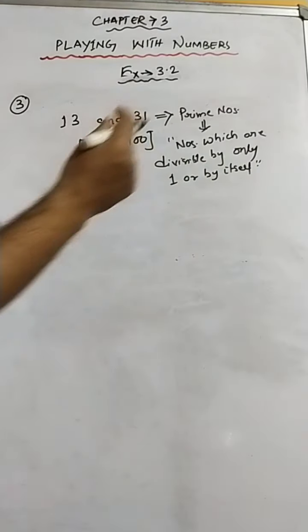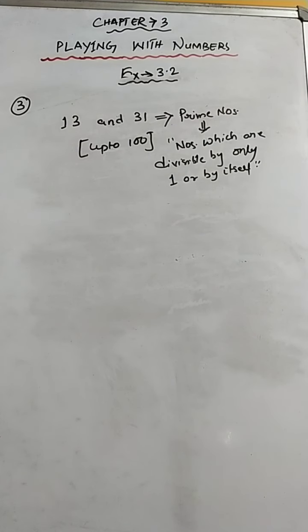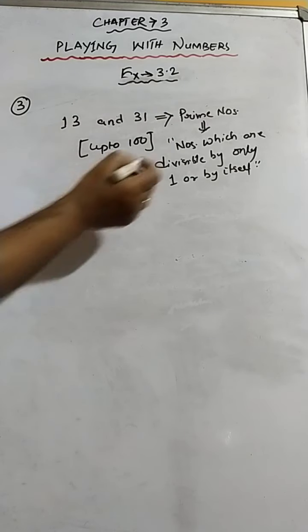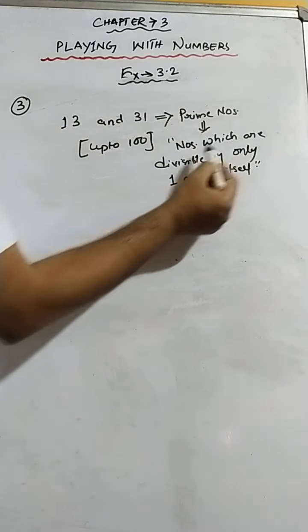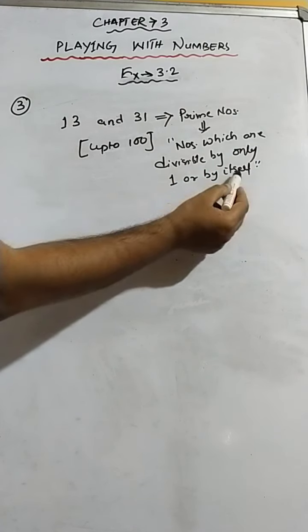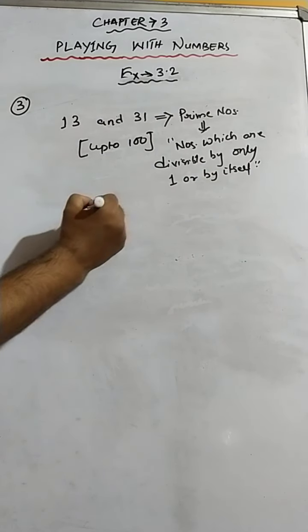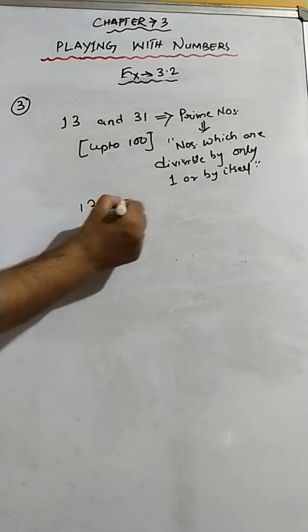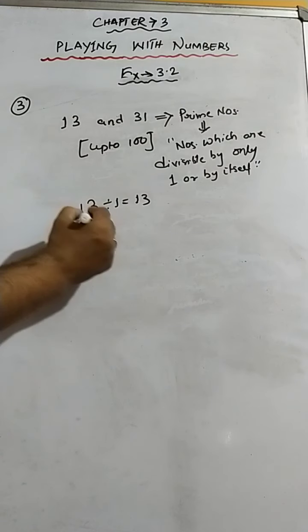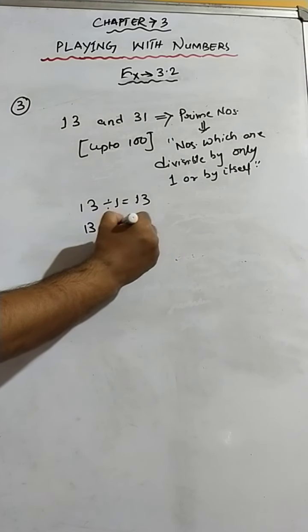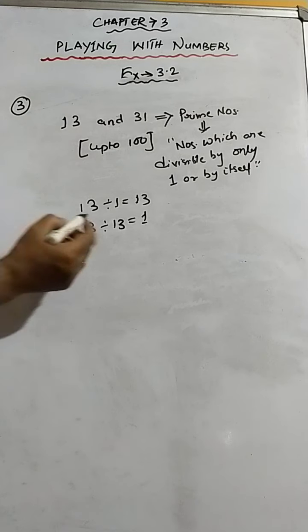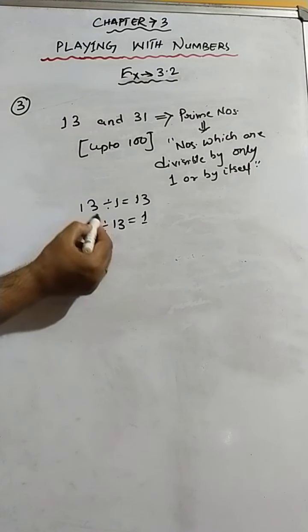I will try to explain what is a prime number by just giving one small example. Now, why 13 and 31 is a prime number? As according to the definition, the numbers which are divisible by only 1 or by itself. That is why 13 is a prime number. So 13 can be divided only by 1, isn't it? If I divide 13 with 1, what is the answer? 13. And if I divide this 13 with 13, then I will get 1. So there is no other number which can divide this 13 completely, isn't it? These are the only two numbers which can divide this 13 completely.